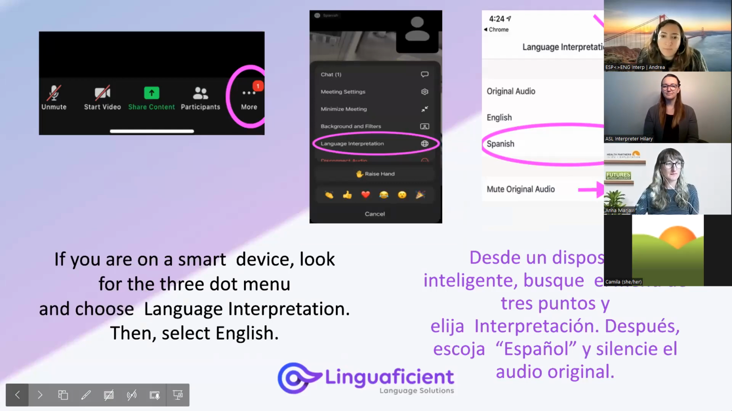If for some reason you're not able to hear the Spanish interpreter, or you're not able to see the ASL interpreter or the subtitles, the captions, please let us know in the chat and one of us will help you. Thank you, and pass it back to you, Ana.